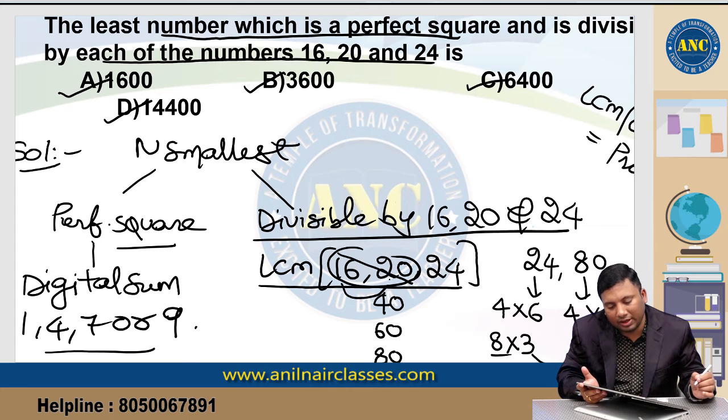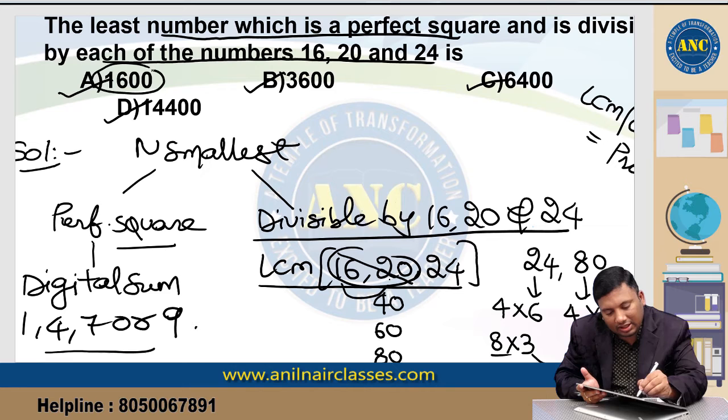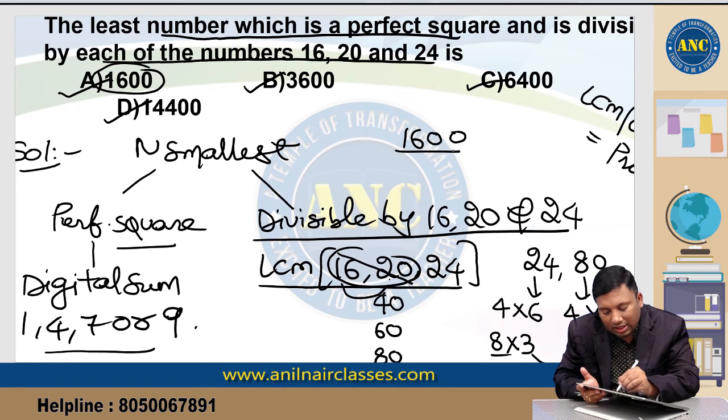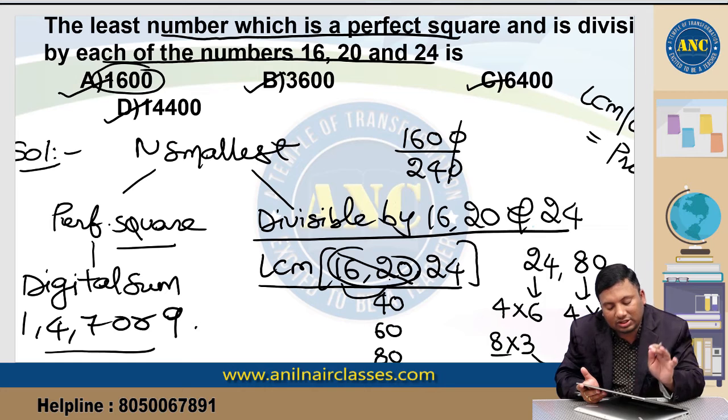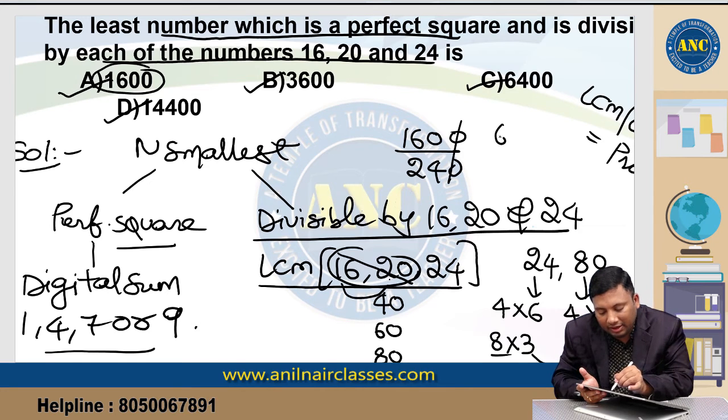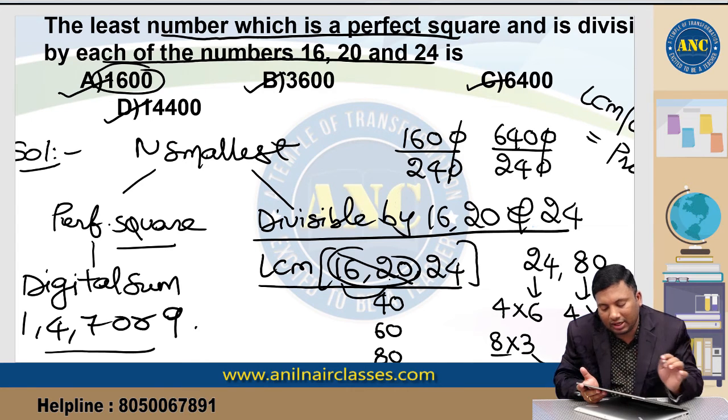It should be divisible by 240 and it should be a perfect square. Let us check which number is divisible by 240. Suppose I take 1600. 1600 is divisible by 240? 160 is not divisible by 24. If I take 6400 divided by 240, that is 640 by 24, 24 twos are 48, 160, it is not divisible. So this is out and this is out.